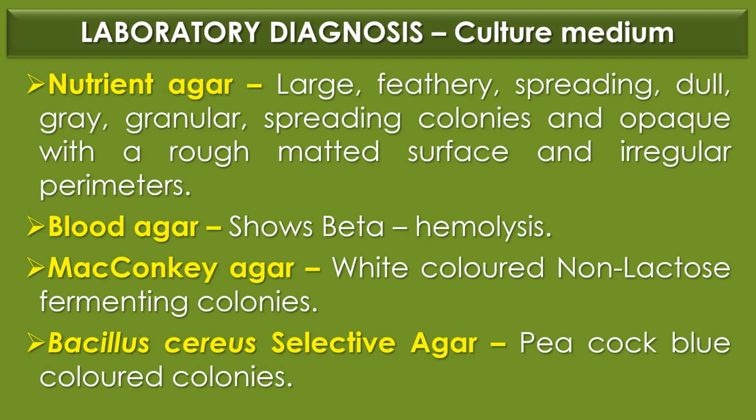Colony morphology of Bacillus cereus on culture media. In nutrient agar, Bacillus cereus is observed as large, feathery, spreading, dull, grey, granular colonies, opaque with a rough matted surface and irregular perimeters. In blood agar, Bacillus cereus shows beta hemolysis. Next, in MacConkey agar, white-colored non-lactose fermenting colonies are observed. And in the selective medium, that is Bacillus cereus selective agar, Bacillus cereus is observed as peacock blue colored colonies.